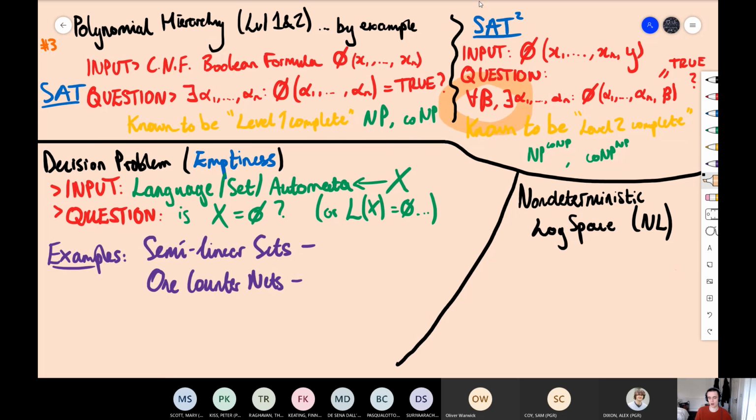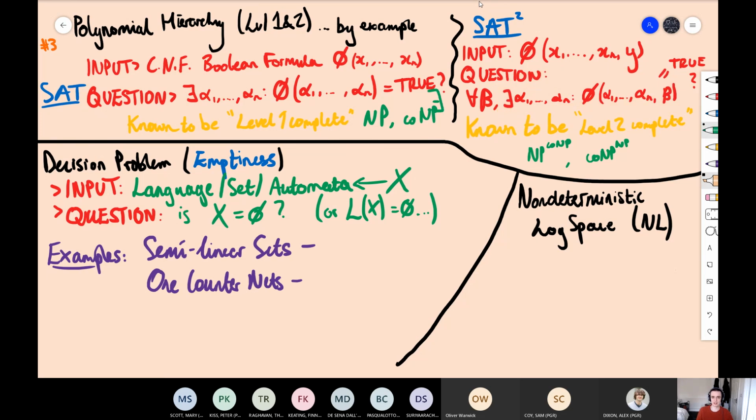We kind of have this quantifier alternation at the front. We say that this then gets us to the second layer of the polynomial hierarchy. You can imagine this as being a lot harder than SAT, right? Because not only are you having to solve an instance of SAT, you're having to do it arbitrarily many times, for however many betas you might have to alternate over or check over. We say this is complete for level 2.